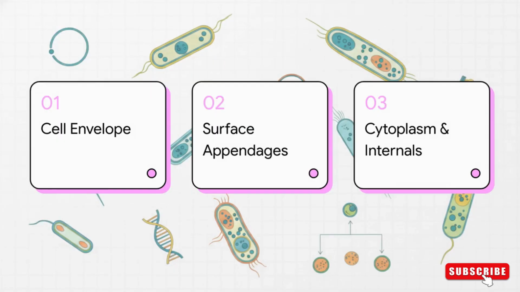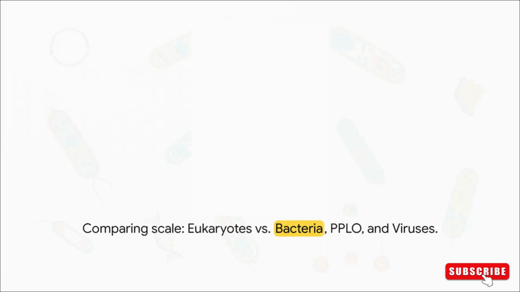To make this stick in your brain for the exams, we're taking an outside-in journey. Number 1, the bacterial cell envelope. Number 2, the surface appendages for survival. And number 3, the cytoplasm and internal structures. Let's start by getting some perspective on how tiny these guys really are.